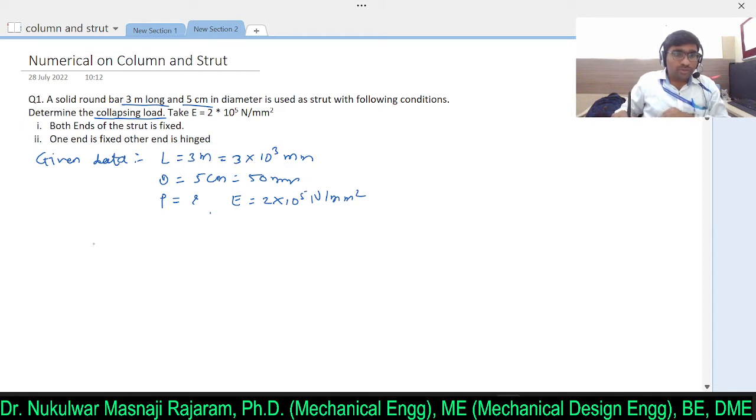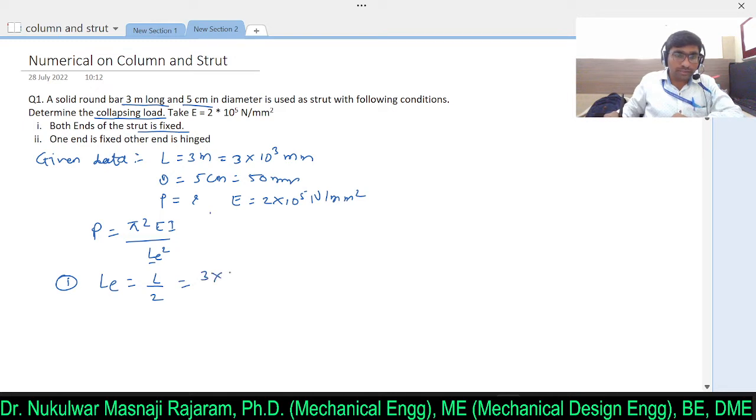Now what is the formula to evaluate the crippling load or crushing load or collapsing load? That is P is equal to pi square EI divided by L square. So this L is nothing but the equivalent length. Now when both the ends of the strut are fixed, first I will evaluate this first condition, that is both the ends of the strut are fixed. Then first we need to evaluate the effective length. So for that condition, effective length is L by 2.